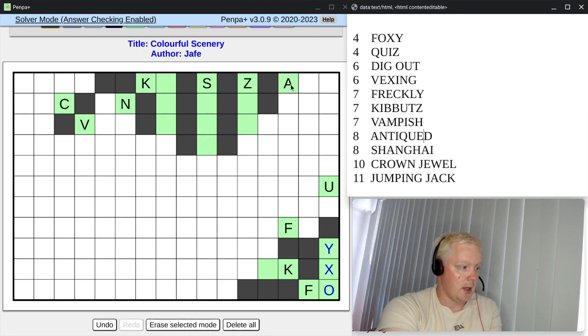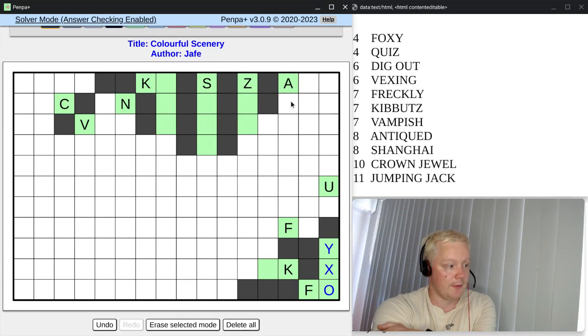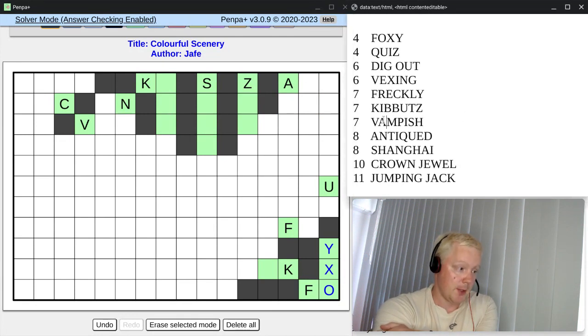How about this A here? Now this A doesn't have to be a start or end. It could do something like this, and this could be in the middle somehow. It could have these 2 neighbors basically. It could be in vampish. It could be in antiqued. Could be in Shanghai, and it could be in jumping jack.